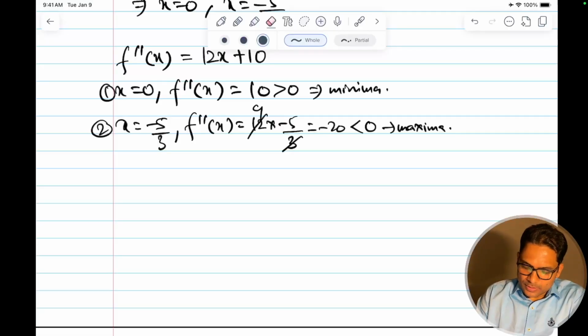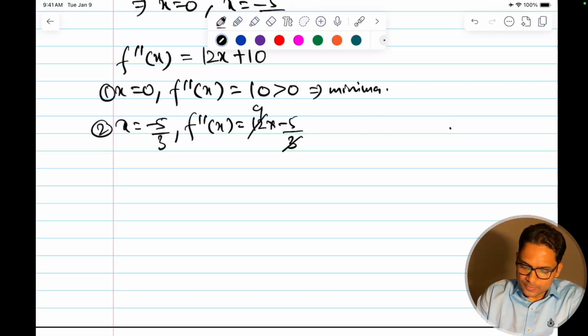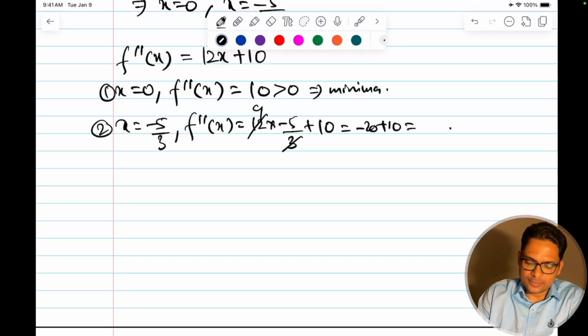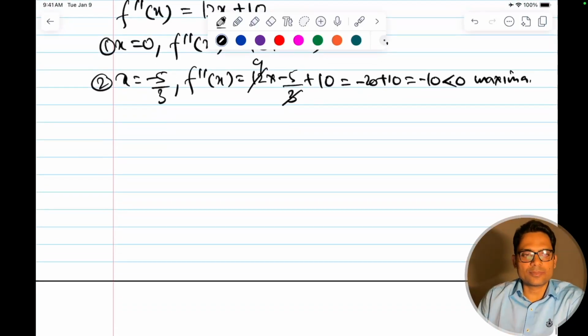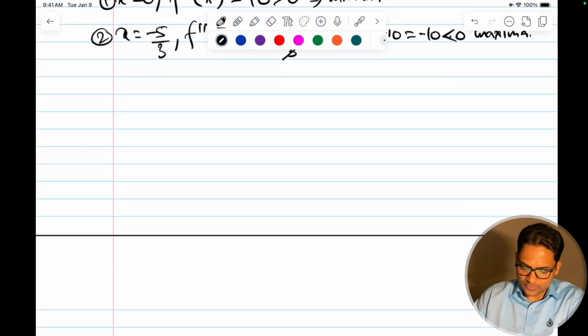Okay, there's plus 10 also, right? There's plus 10 also. I missed that part. So this is equal to minus 20 plus 10. Still this is minus 10, which is less than 0. So this is a point of maxima. Negative means maxima. And let's see the plot of this curve quickly.